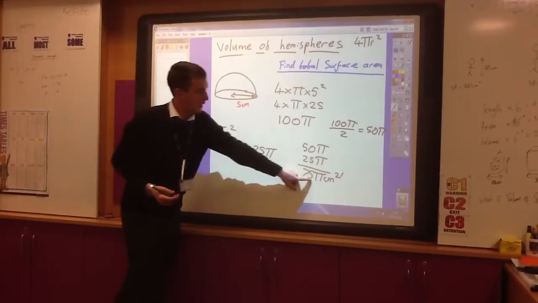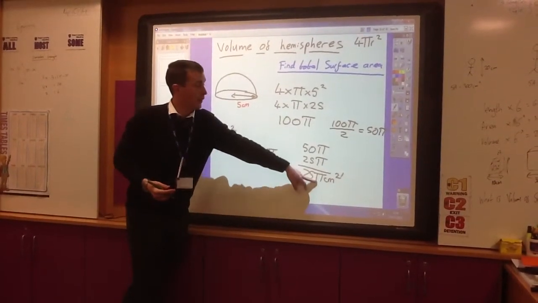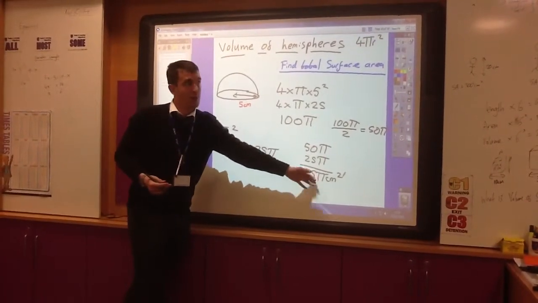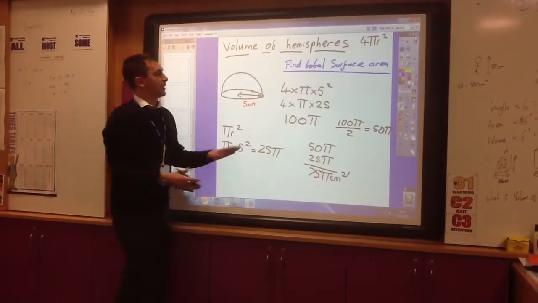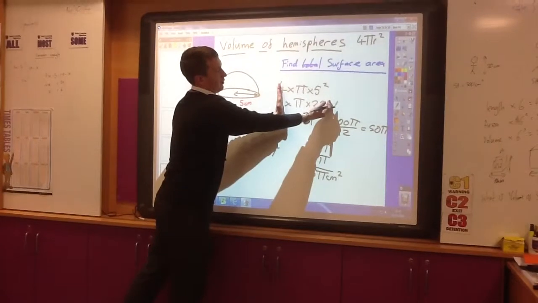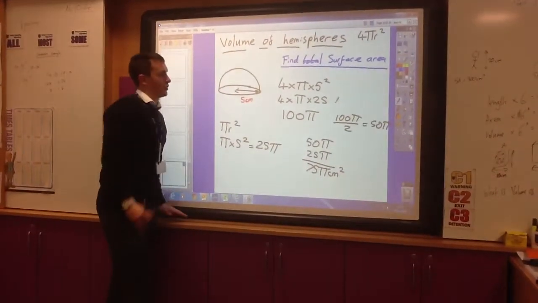Left it in terms of pi because the question's asked that. If it was a calculator paper, you'd probably have to times it by 3.142. But in this case, 2 sets of working: the sphere surface area, and then the area of the circle.